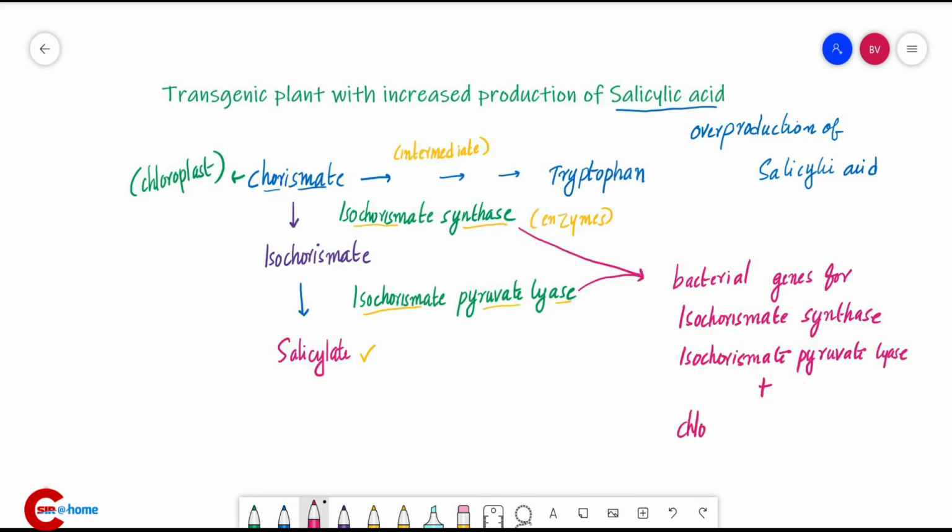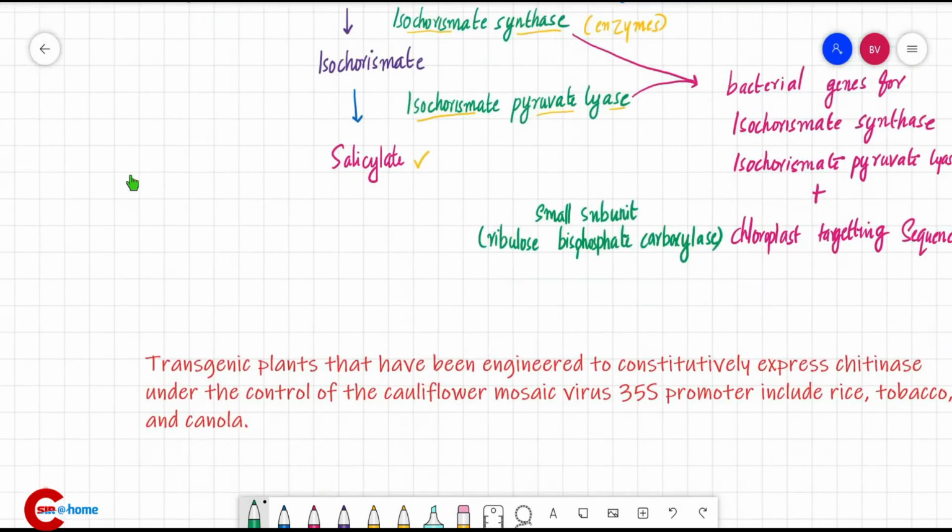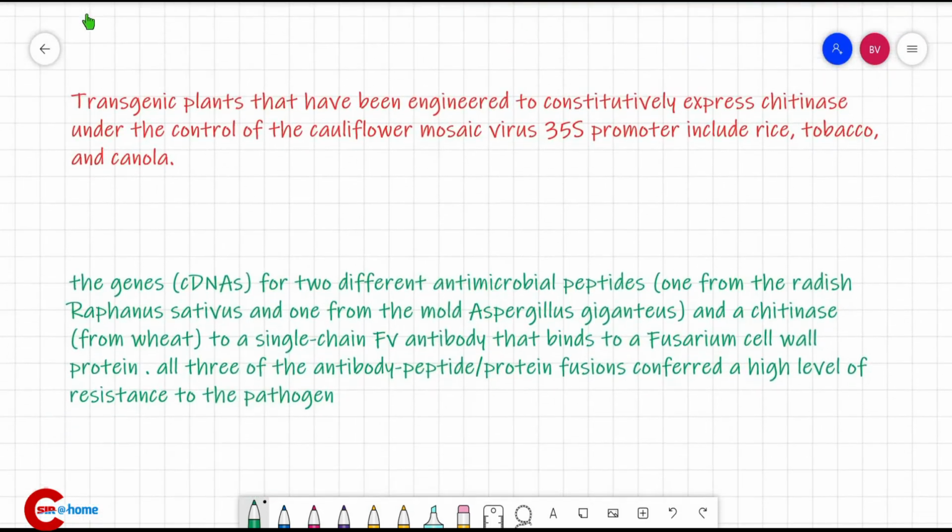Okay. So we take these bacterial genes for synthesis and fuse them with chloroplast targeting sequences from the gene for the small subunit of ribulose bisphosphate carboxylase. So the plants always produce PR proteins because salicylic acid is always available inside the plant. Okay, understood. Next is chitinase.